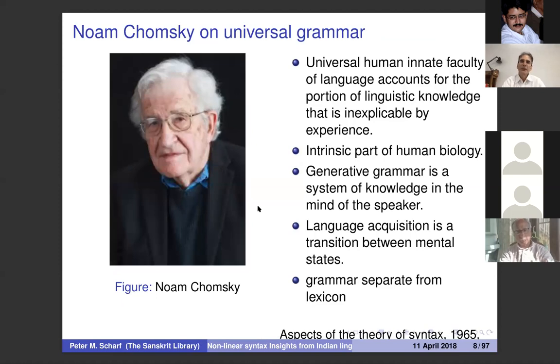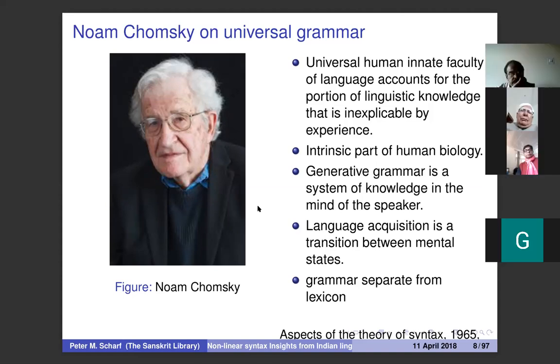Chomsky asserted that there was some universal human innate faculty of language that accounts for some of the linguistic knowledge that's inexplicable by experience. In other words, the model advocated by Skinner could not adequately explain the language behavior just by looking at the inputs and the outputs. And Chomsky considered that this language faculty is an intrinsic part of human biology. There's a certain faculty of language. That generative grammar was a system of knowledge in the mind of the speaker. So he's talking about mental structures here. And language acquisition, he said, was a transition between mental states. He recognized that grammar could be separated from the lexicon. And this separation we'll come back to in a moment.